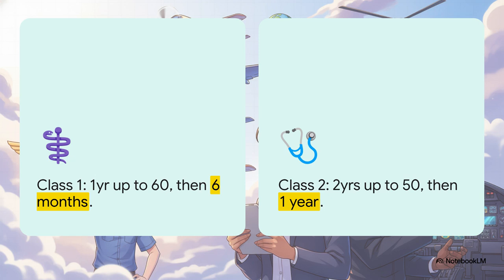Okay, time for a huge DGCA exam tip, and honestly, this is a massive trap students fall for. If you are conducting single crew operations with a Class 1 medical and you are above 40 years of age, your validity automatically drops to just 6 months. Seriously, do not let that single crew exception catch you off guard in the exam hall.